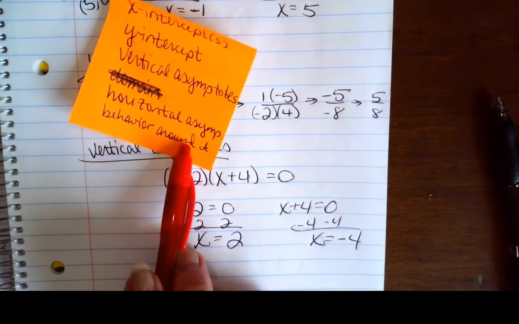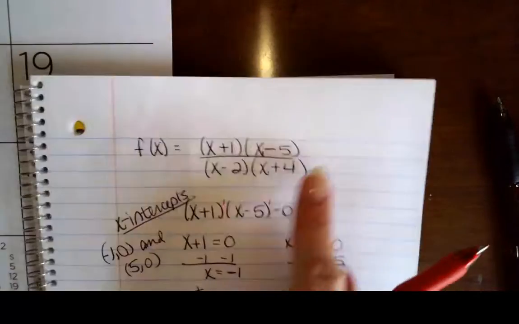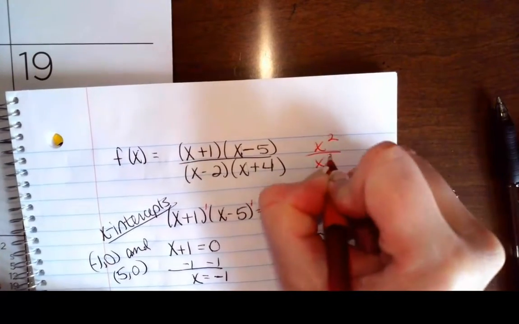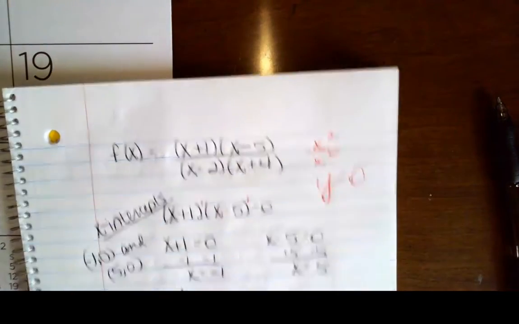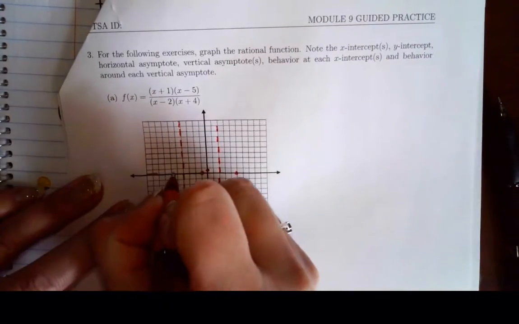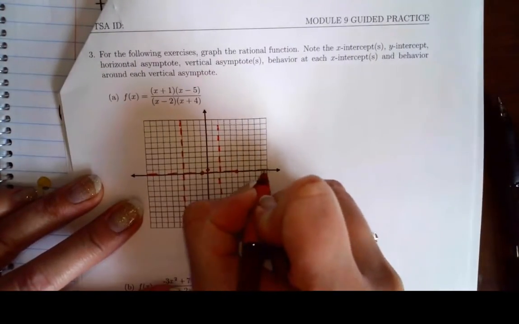Well, now I need to do the horizontal asymptote. So looking at this, my numerator is an x squared and my denominator is an x squared. So since that's a same over a same, I have a horizontal asymptote at y equals 0. So there is my horizontal asymptote.